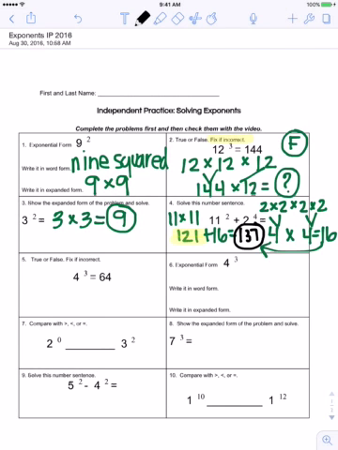So in numbers 5 through 10, you should see pretty similar problems. I see in number 7 and 10, you're doing comparing. So when comparing, you're going to solve for the exponent, and then you're going to tell me what answer is greater than, less than, or equal to.